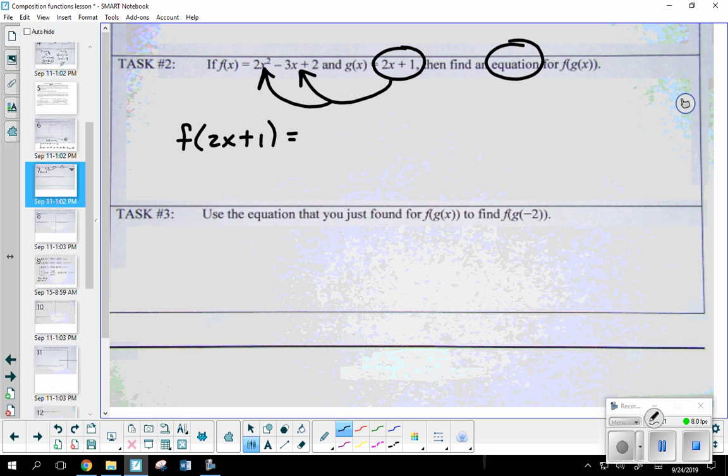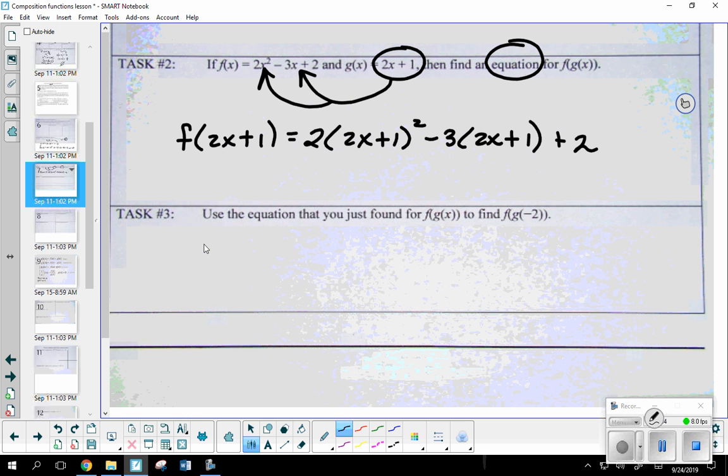So that would be 2x squared, so that would be 2 times 2x plus 1 squared. Then we have a minus 3x, minus 3 times 2x plus 1, and we'll finish up with that plus 2. Okay. Now, we definitely don't want to go ahead and stop there. We want to expand, combine my like terms, just simplify it as much as possible.